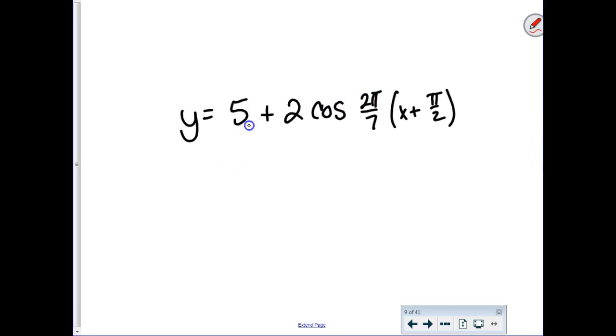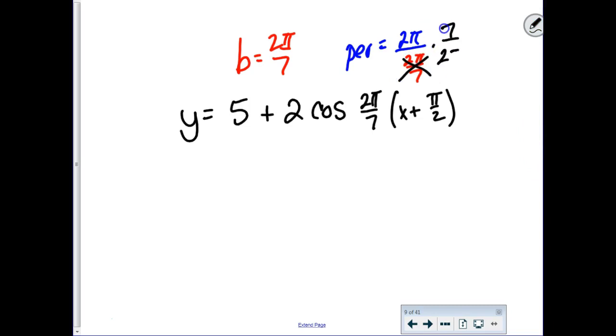So my first question might be, what is the B value? It is that weird 2 pi over 7. So what if I said, now go find the period? What's the formula for finding period again? It's the normal 2 pi divided by this b. But we don't divide by that. We multiply by the reciprocal. Oh, it's not as weird as I thought. So that's kind of nice. The period comes out to 7.